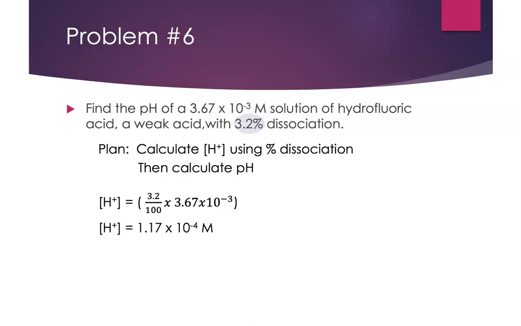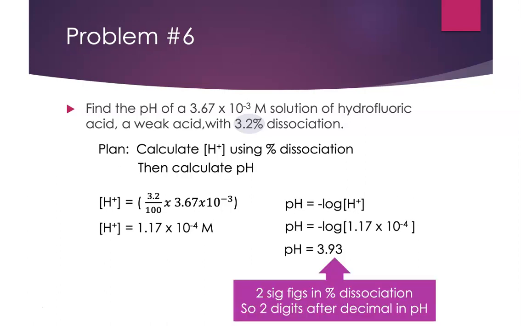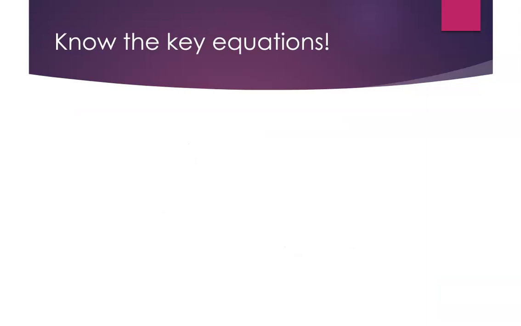So now that I have an H plus concentration of 1.17 times 10 to the minus 4th molar, I can substitute that into my pH formula, negative log of H plus, and evaluate, and I get a pH of 3.93. So again, remember, there were 2 sig figs in the percent dissociation, so I'm going to have 2 sig figs in my final answer, 2 digits after the decimal. Okay, I know the sig fig rules with pH calculations are not easy, but they are doable. So we're ready to wrap this up.